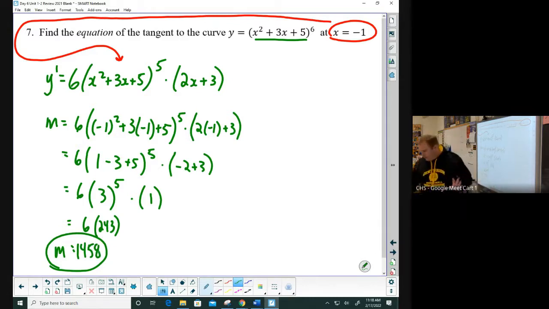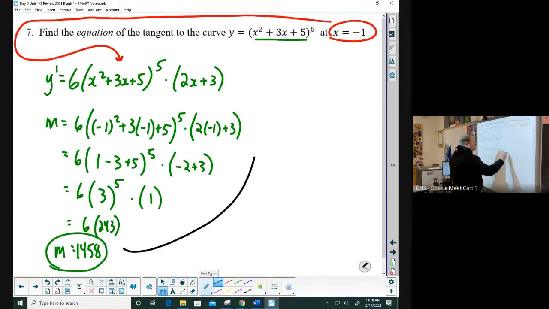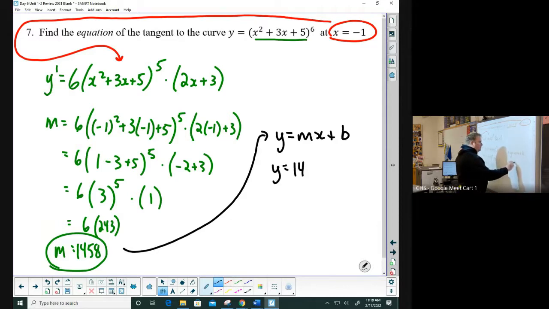All right, I'm not going to panic. It's a decent number, it makes kind of sense. I've got something to the power of 6, so I have a pretty steep graph. There's my slope. I'm going to take my slope and plug it into y equals mx plus b. So I know it's y equals 1458 x plus b.